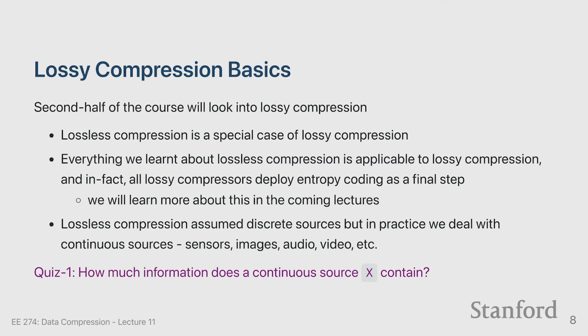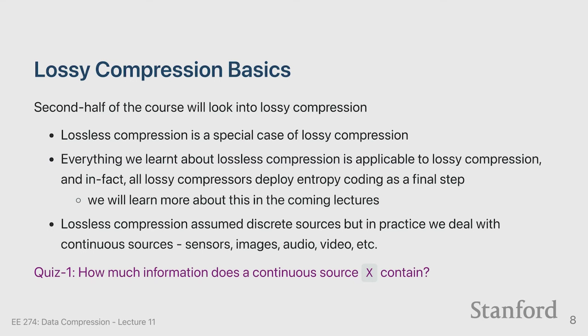So let's just start this lecture with the first quiz question, which is, how much information do you think a continuous source has? So we have talked about entropy. We have talked about discrete sources. What would be your guess on how much information a continuous source has?